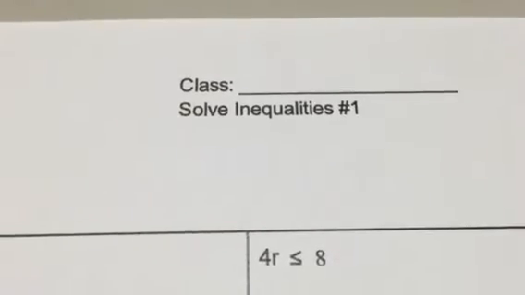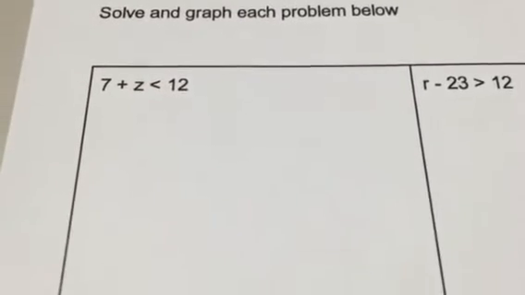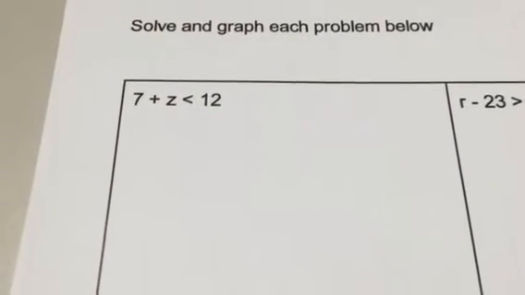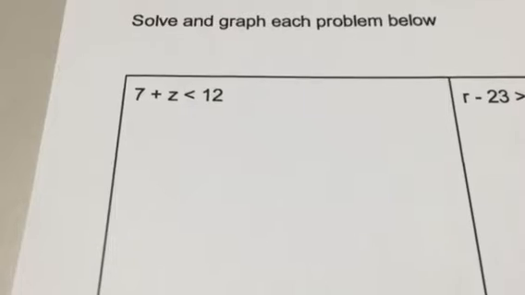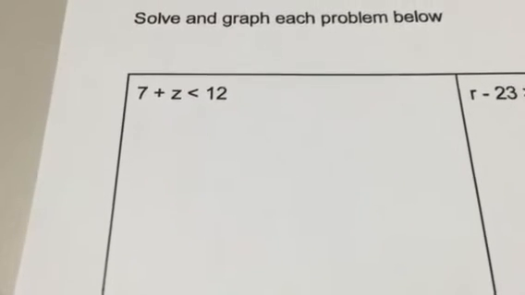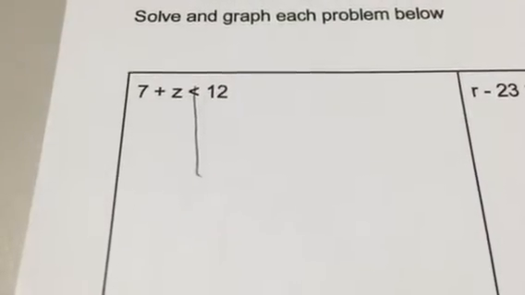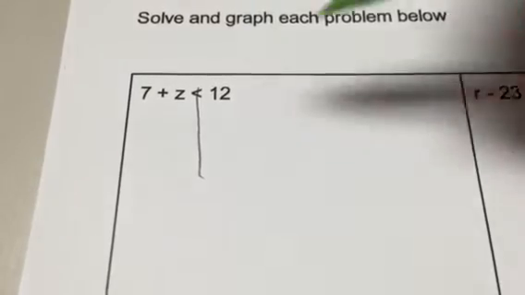Okay, this is the Solving Inequalities homework number 1. And I'm going to go right to the first problem, and our directions say to solve and graph each of the problems. So just like when we solved equations, I'm going to draw a line down right from the inequality sign, because then I can see the two sides of the inequality.